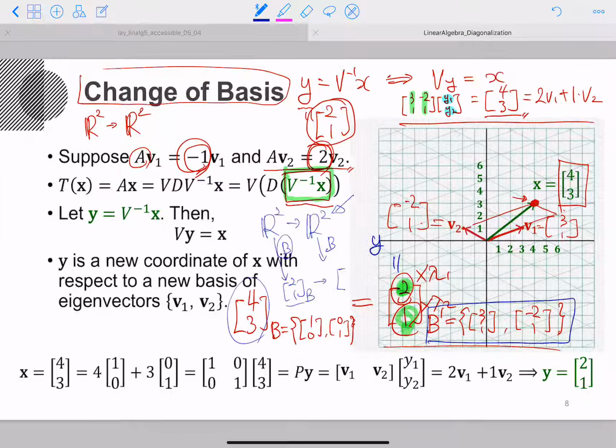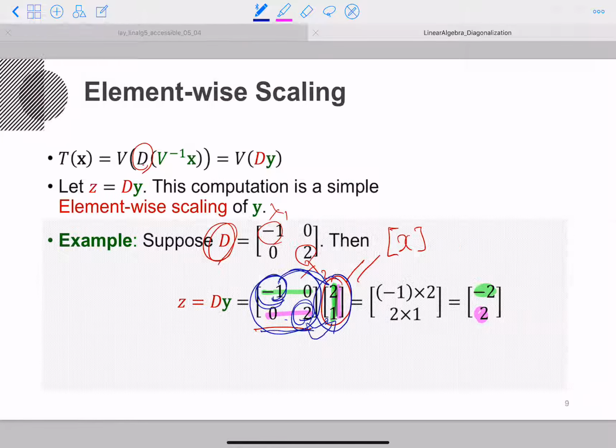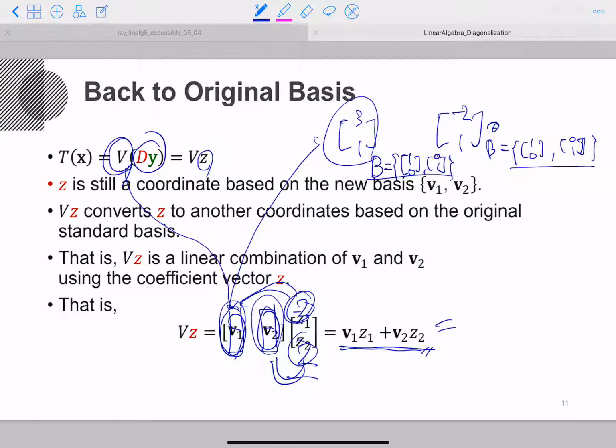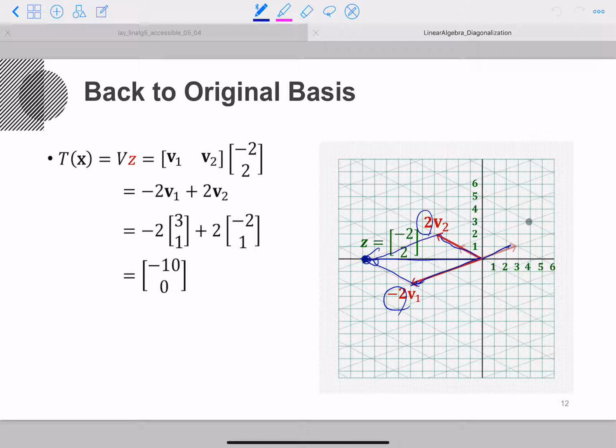2, 1 was changed into negative 2, 2 by applying this diagonal scaling, or element-wise scaling, right? And then by using these two coordinates with respect to the eigenbasis, we reconstructed them into this vector, where B is the standard basis, right?